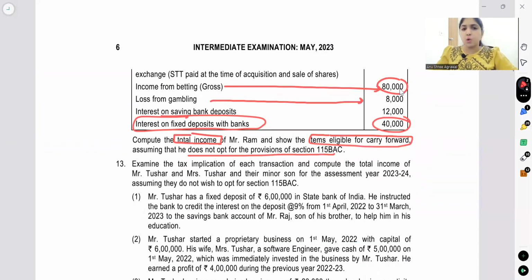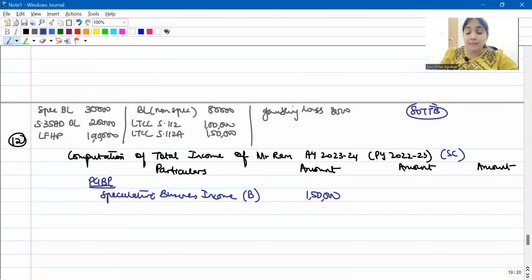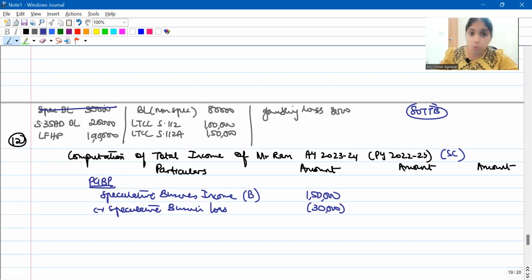Okay, so we've handled all the points over here. Now let us start off with our set off game. In the set off game, what's the first thing we do? We always do intra-head adjustment first within the same head. We'll go one by one. Speculative business loss. What's the rule? We can adjust against what? Speculative business loss, I can adjust only against speculative business income, and I have speculative business income. So I can adjust over here less speculative business loss. How much is it? 30,000. I will adjust this fully over.